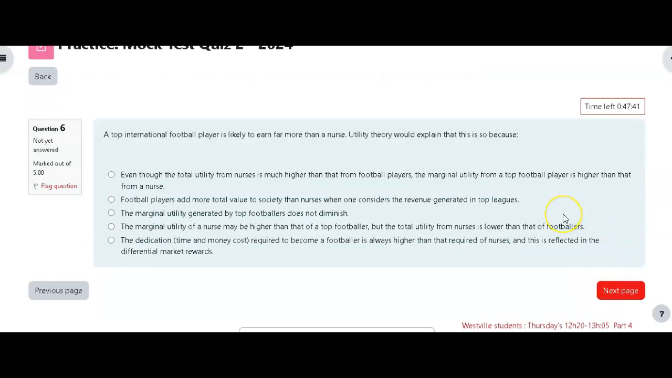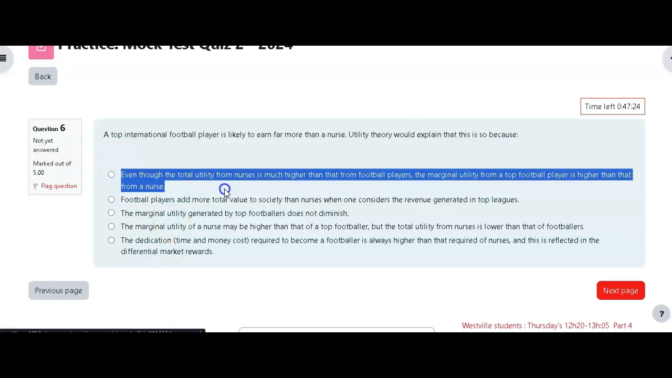Okay, so a top international footballer is likely to earn more than a nurse. Utility theory would explain this is so because... With this one, all you need to know is this. You just have to read it. Even though the total utility from the nurse is much higher than that of a football player, the marginal utility of a top football player is higher than that of a nurse. So without actually reading the other ones, I can say that that's correct.